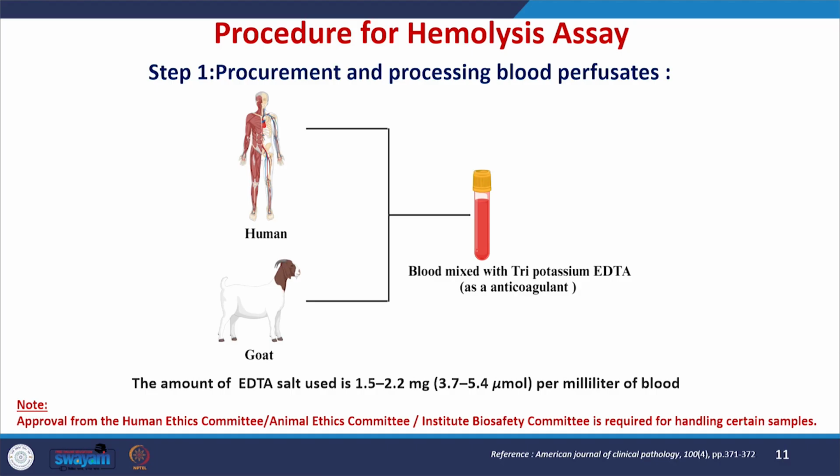The first step in the hemolysis assay is procurement and processing of blood. We can collect the blood from human or goat. We have to collect the blood in a container which contains tripotassium EDTA, which is an anticoagulant. And a very important point is we have to take approval from the Human Ethics Committee, Animal Ethics Committee, or Institute Biosafety Committee for handling certain samples. Before you handle any blood sample or any sample related to human or animal, we have to take approval from the particular committee.